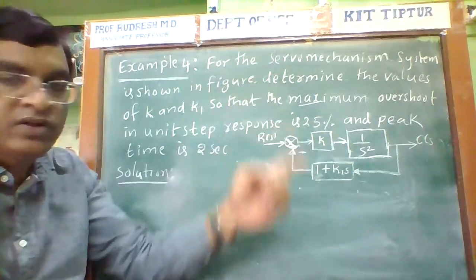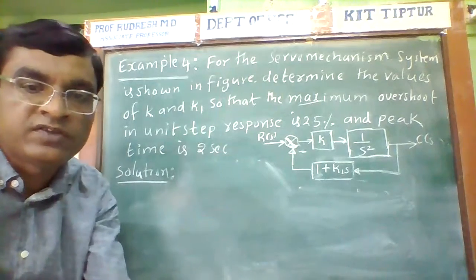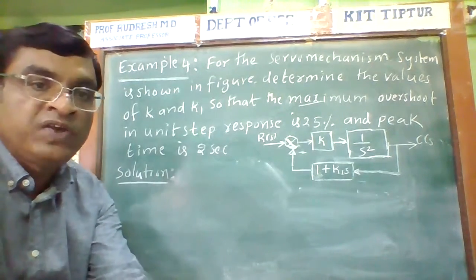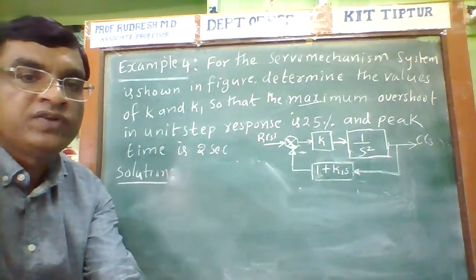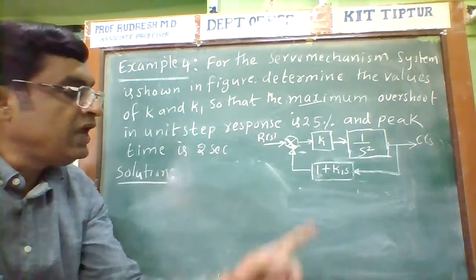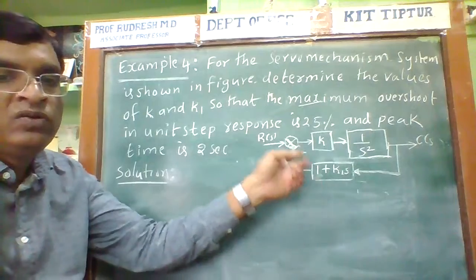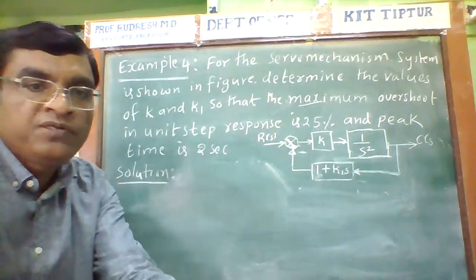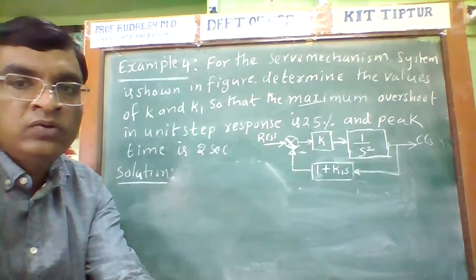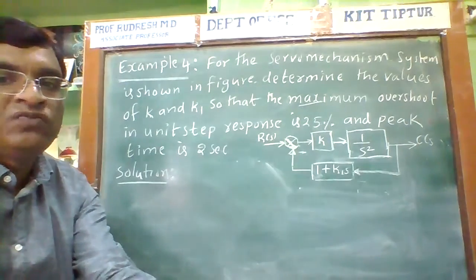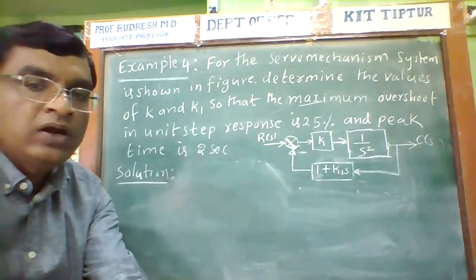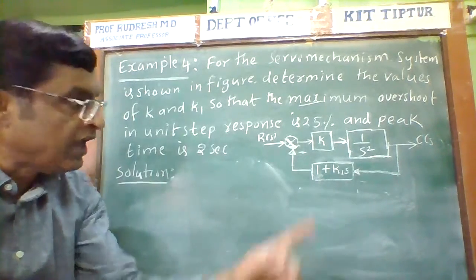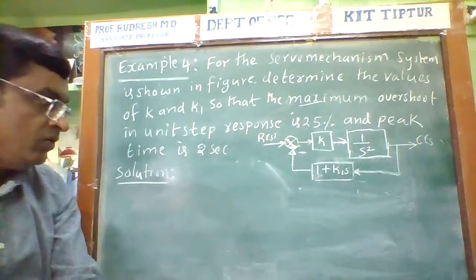Here the closed loop servo mechanism system represented by the block diagram is shown in the figure. Determine the values of K and K1. For the given Mp value, the maximum overshoot in unit step response is 25%. Mp value is given and also Tp value is given. From this, we need to calculate the K and K1 values.